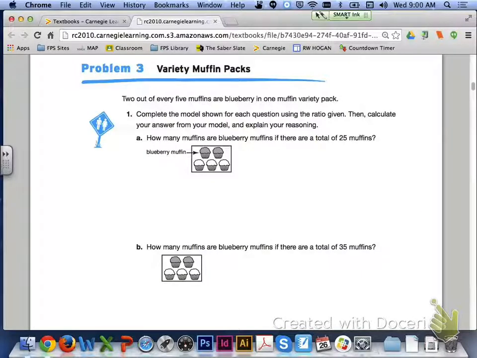If we turn to page 313, problem 3 is going to be homework for you tonight. I want you to take a look at number 1 and answer letters A, B, and C. That will be it for lesson 5.1 on the introduction to ratios.